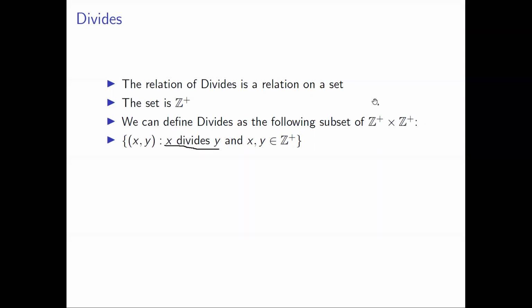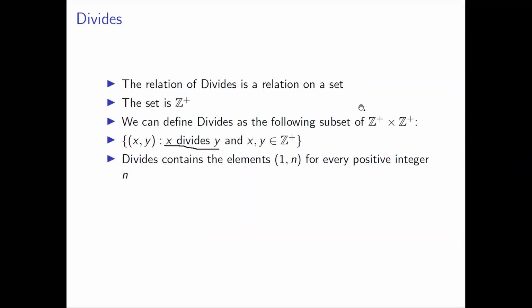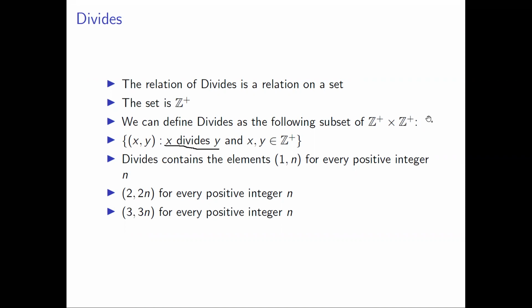And that's our relation. And as you can see, it's a relation on a set because this is a relation from the positive integers to the positive integers. And we can see what kind of ordered pairs we get in this relation. So for example, we get all of the ordered pairs of the form (1, n), where n is a positive integer. And that's because 1 divides n for any positive integer n. We also get all of the ordered pairs of the form (2, 2n) for every positive integer n. And that's because 2 divides 2 times n for all positive integers n. Similarly, we get all the pairs of the form (3, 3n), and so on.